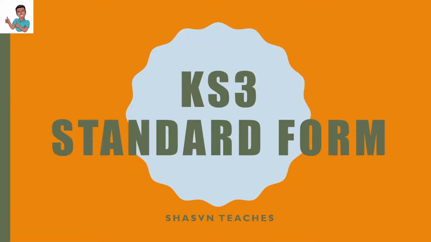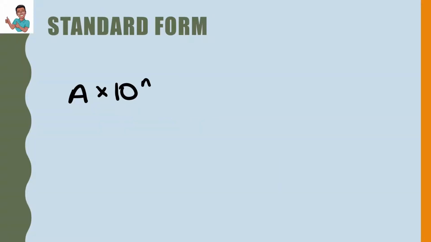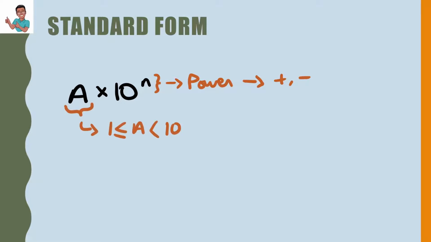In this video, we're going to be looking at standard form. Standard form is a way of writing very large or very small numbers in a simpler format. This format is a times 10 to the power of n, where n is a power, both positive and negative, and a is a number that is greater than or equal to 1 and less than 10. This number can also be in decimals, so for example 2.64.